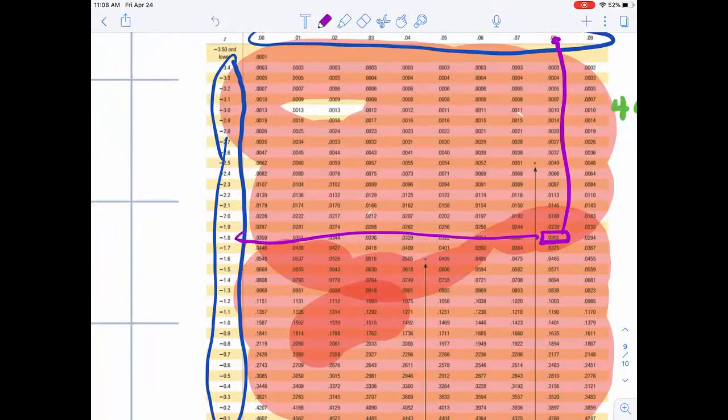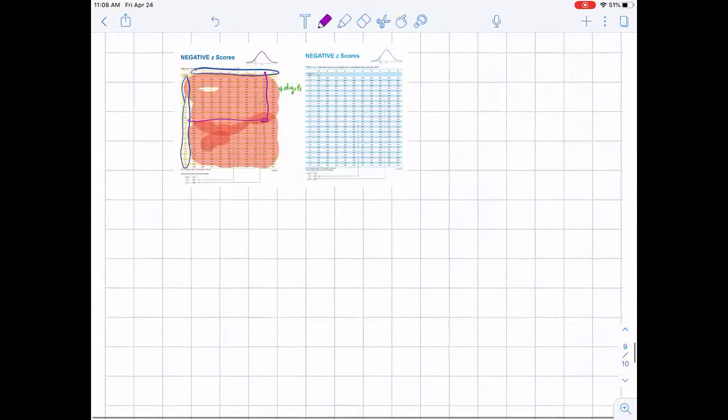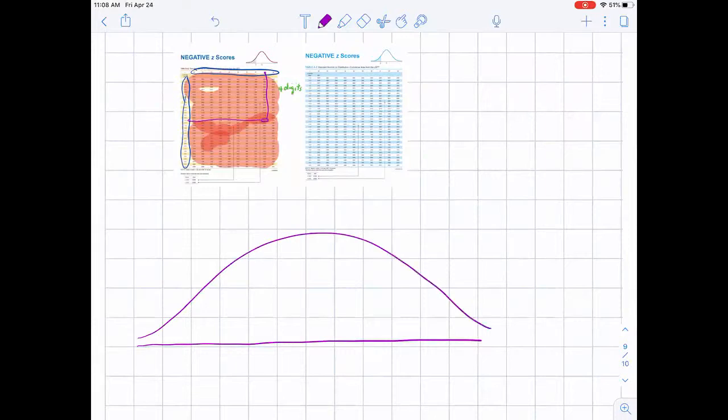What is the Z value that matches that value? Negative 1.88. The Z value that gives you 0.0301 is negative 1.88. Do you agree? Yes, good. So we have made big progress now. It means that for 3%, this value here has to be Z equal negative 1.88.